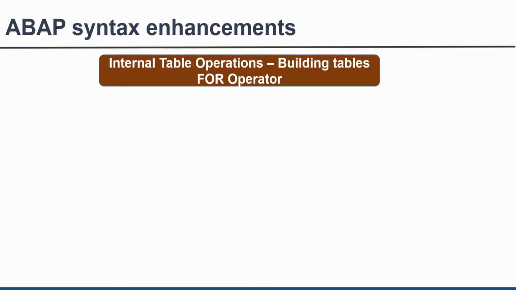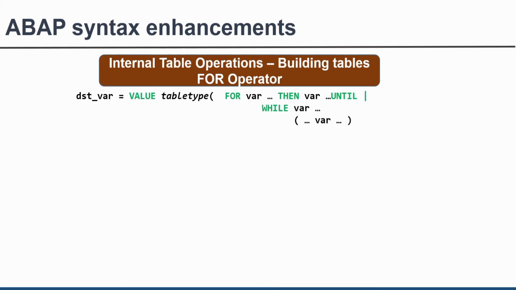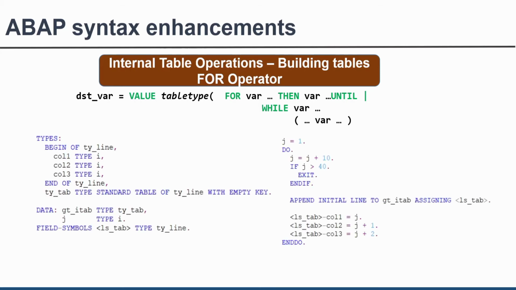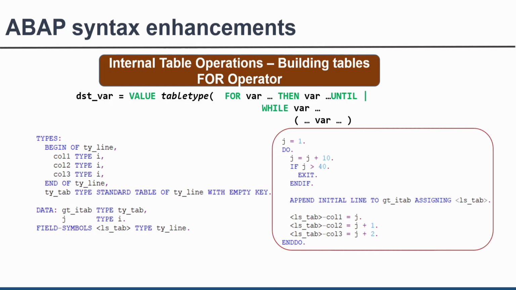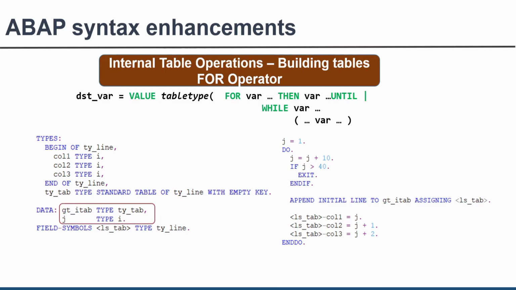Another variation of the FOR operator. The syntax is given here, where you can see UNTIL or WHILE clauses can be used within the FOR statement. Consider the example given on the screen. On the left side, all the declarations are given, and on the right side is the main logic. Within the declaration, there is an internal table and a variable. In the main logic, the variable j is initialized and it is iterated till it reaches the value 40. Meanwhile, some values are calculated and assigned to the final structure as well as the internal table.